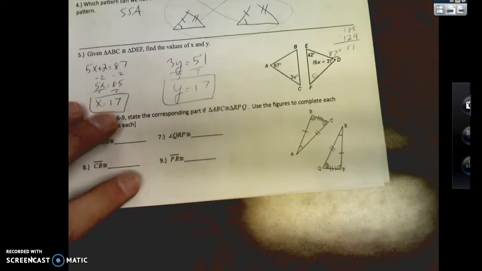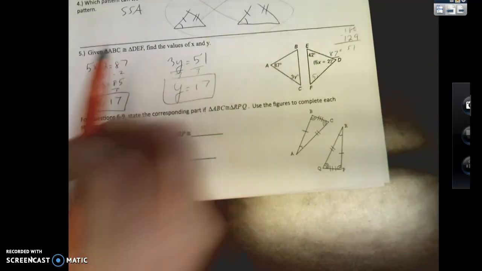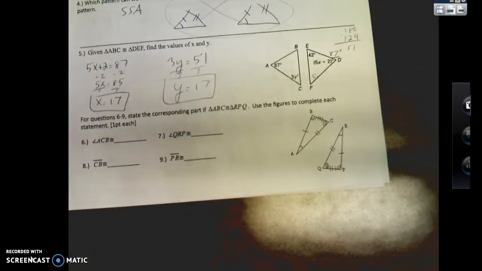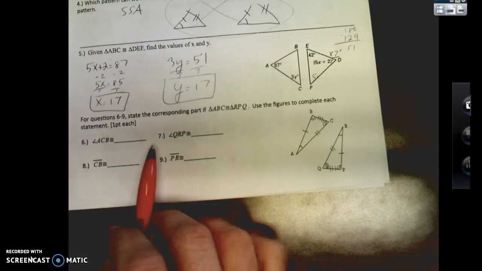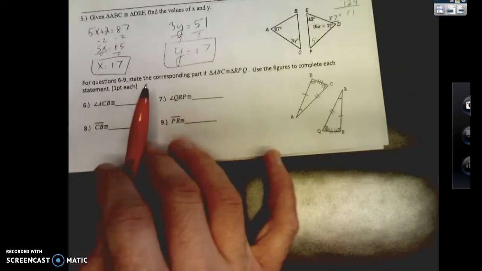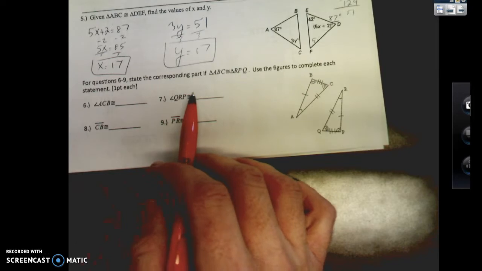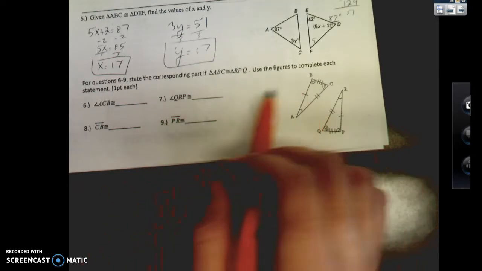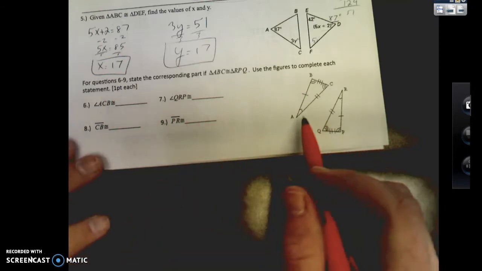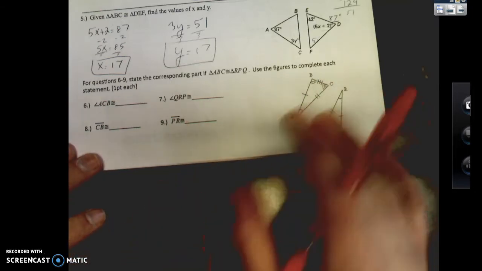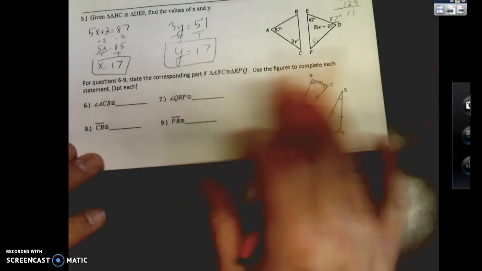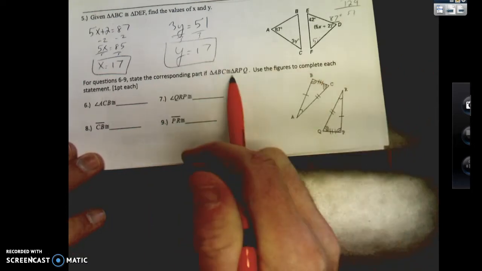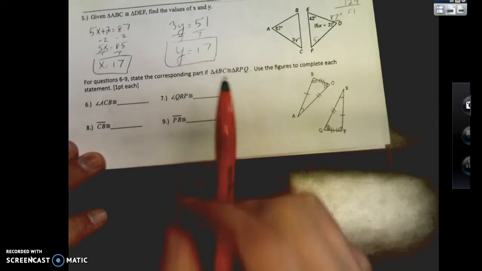So make sure you are using your congruence statements. That's a really big part. This is like a perfect follow-up to that. For this question, state the corresponding part if triangle ABC is congruent to triangle RPQ. Use the figures to complete each statement. Here's a picture. I never really look at the picture; that's just me. I like looking at this because all I'm doing is playing a matching game.